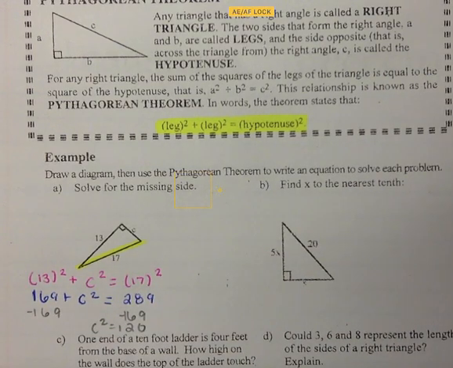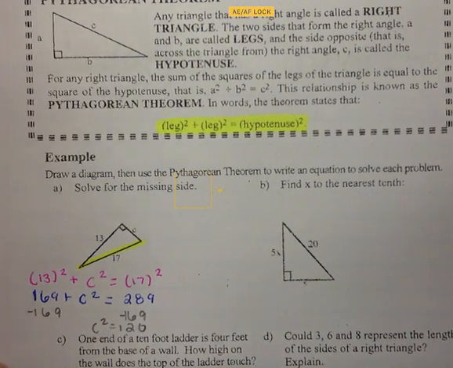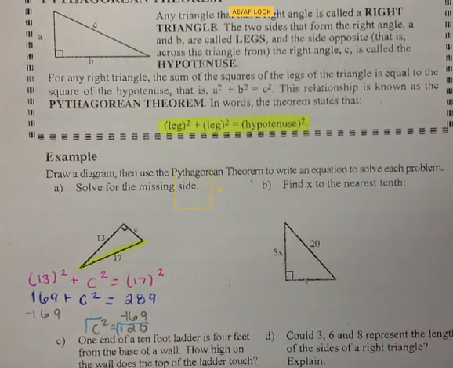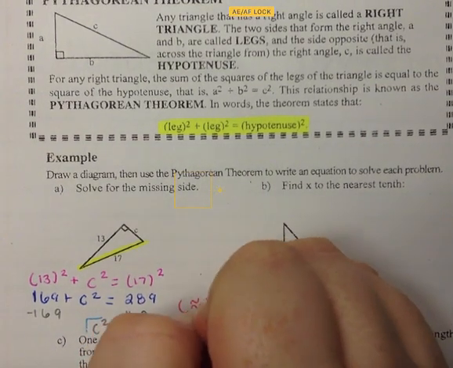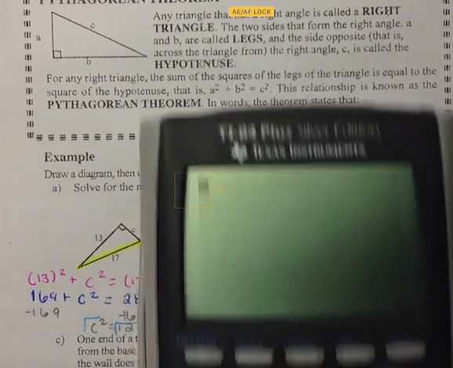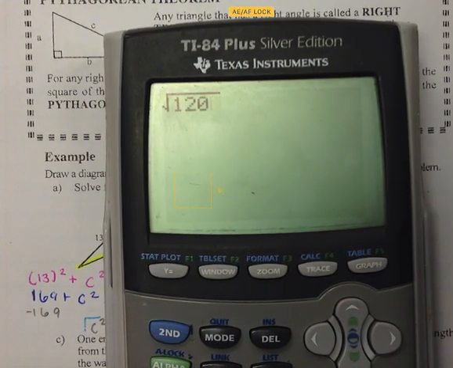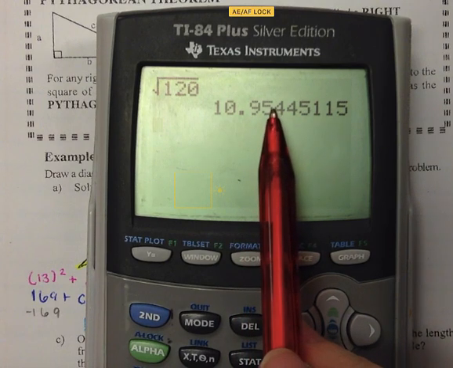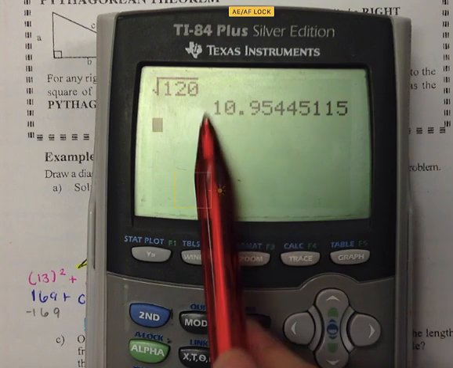It says solve for the missing side, so we're going to take the square root of both sides. The square root of 120 is roughly 10.95. So C is approximately, if we go to the nearest whole number, 11. Again, on my calculator, the square root of 120 is 10.95. Even if I just round to the nearest tenth, the 5 makes that 9 go up, so this 9.9 would go up to a whole number, which would be an 11.